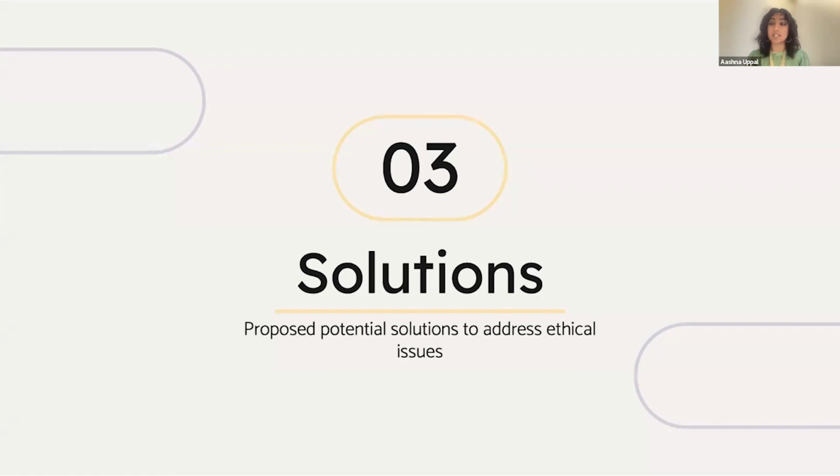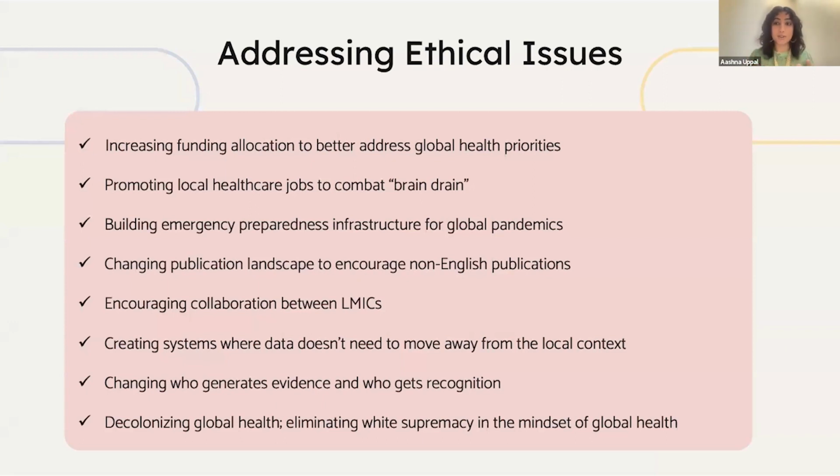So now we'll briefly switch gears to discussing potential solutions to the ethical issues that we just discussed. The ones you see on the screen here are among many solutions, and we'll see some practical examples of these faced later on in the webinar. Examples included on this slide include increasing funding allocation to better address global health priorities, promoting local healthcare jobs to combat brain drain, which is something that happens when people move countries or move to higher income settings to find jobs.